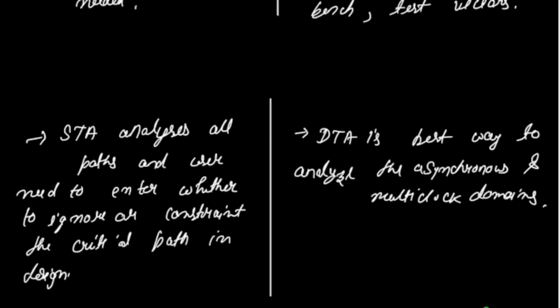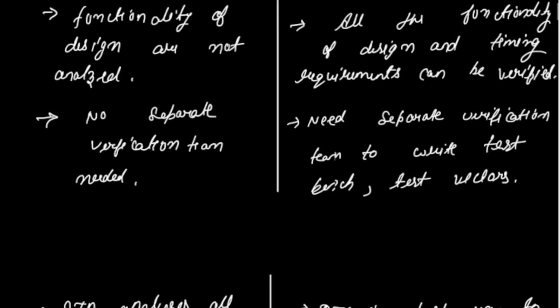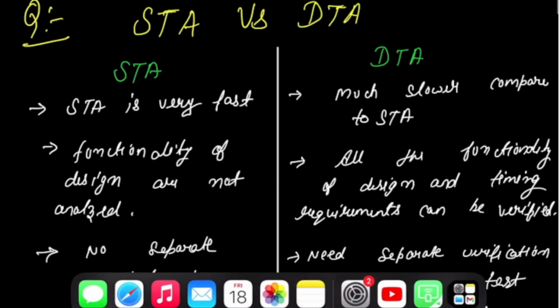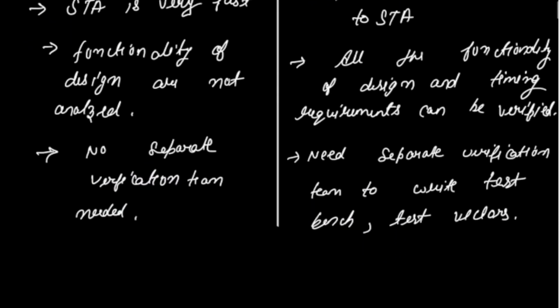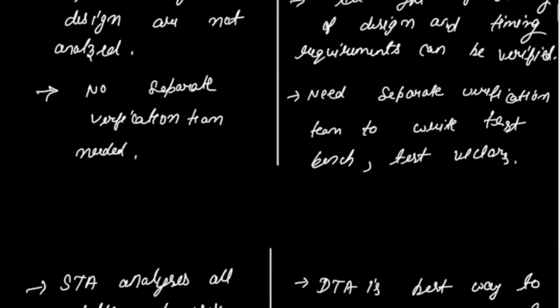DTA is the best way to analyze asynchronous and multiple clock domains. And STA analyzes all the paths. If you want to ignore any path, suppose an exception like a false path, then you have to tell the tool that this start point and end point is my false path, please ignore. In STA we do this. So this is the basic difference between STA and DTA. That's why we use STA in industry.